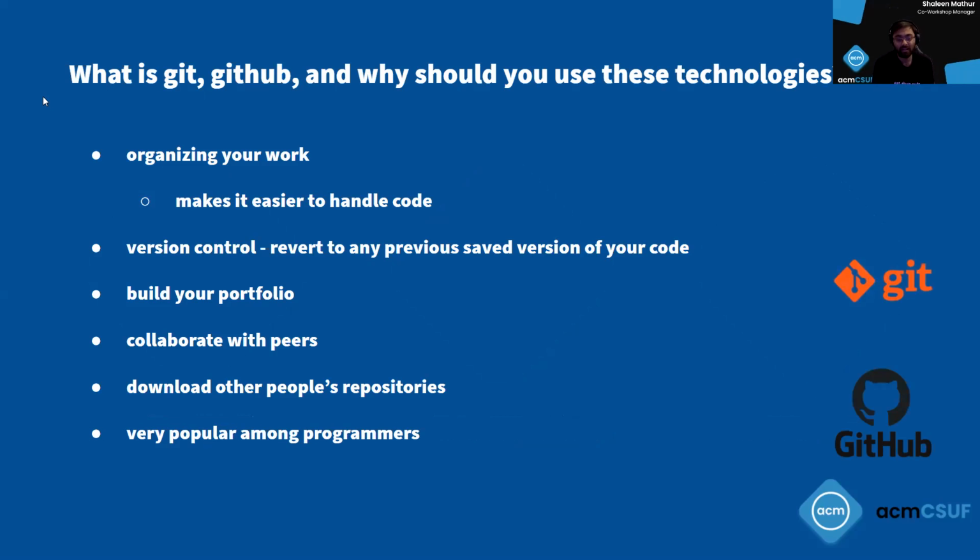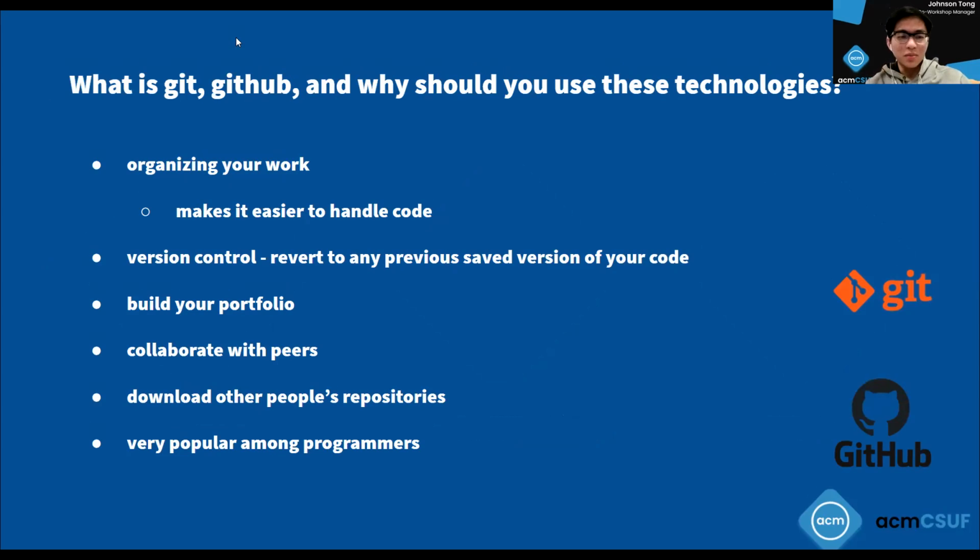So what is Git and GitHub, and why should you use these kinds of technologies? Well, first of all, it's very helpful for organizing your work and makes it easier to handle code. So there's no really long process. There's also version control where you can revert to any previously saved version of your code. So say you wanted to implement a new feature into your code and then you find out, oh, it doesn't work or it messes up everything. You can easily go back in time and go back to a previous version of your code.